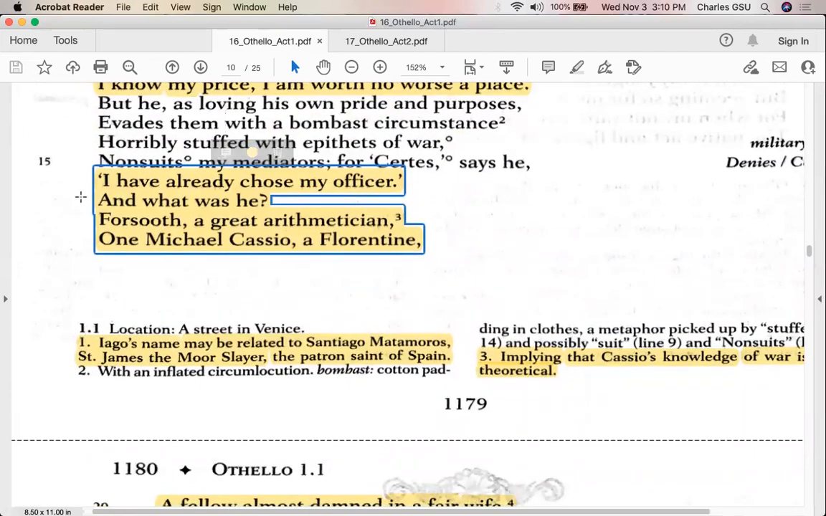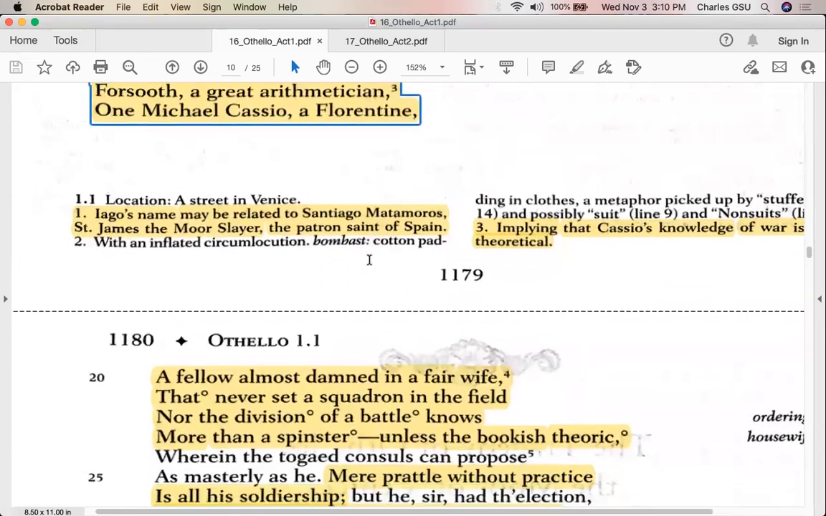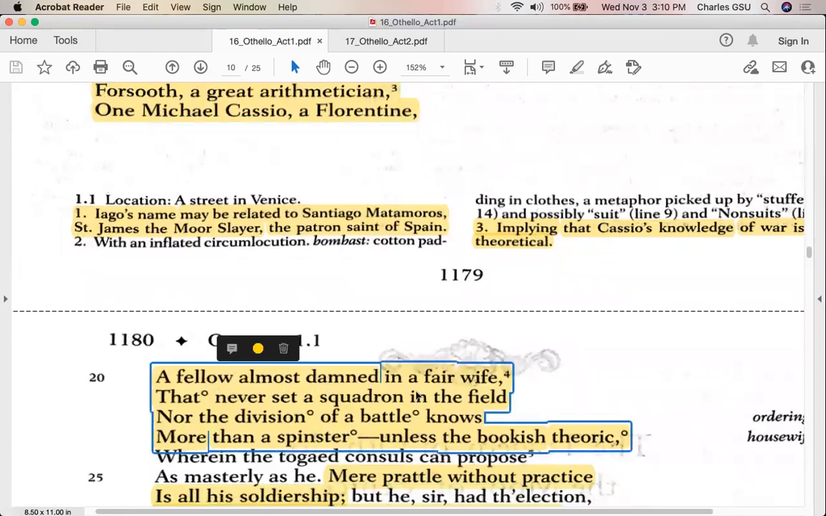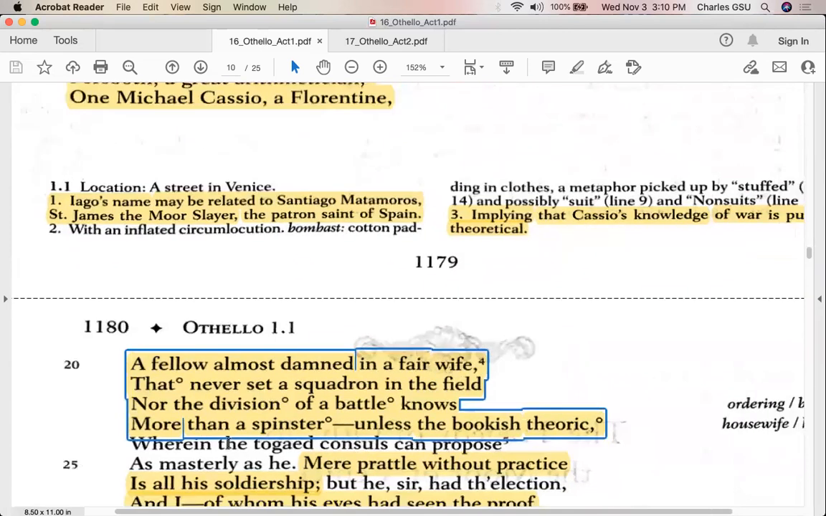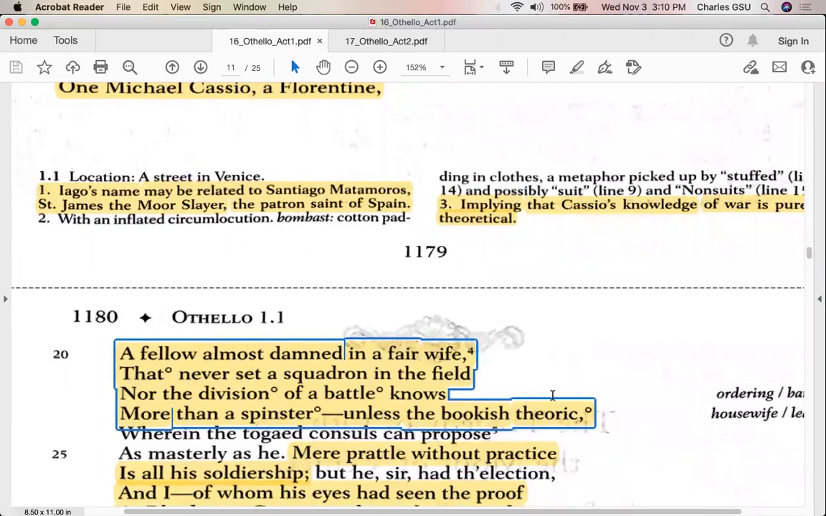I've already chose my officer, and he's quoting Othello. I've already chose my officer. And what was he? Or in the Shakespeare Renaissance Elizabethan diction, it means, and who was he, or what was he? Forsooth, a great arithmetician, one Michael Cassio, a Florentine, a fellow almost damned in a fair wife, that never set a squadron in the field, nor the division of the battle knows, more than a spinster, unless the bookish theoric.